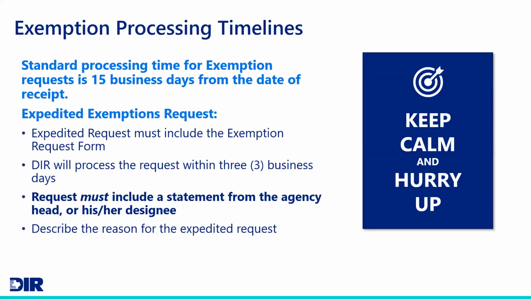A couple of things to remember is that the processing time is 15 business days from the date of receipt. That's the date that DIR receives that exemption request from you, our customers. Now, we can expedite those, but you must tell us on the exemption form that it is expedited. We typically process those within 3 business days, but we also need justification from your agency head or his or her designee as to why it is an expedited request.